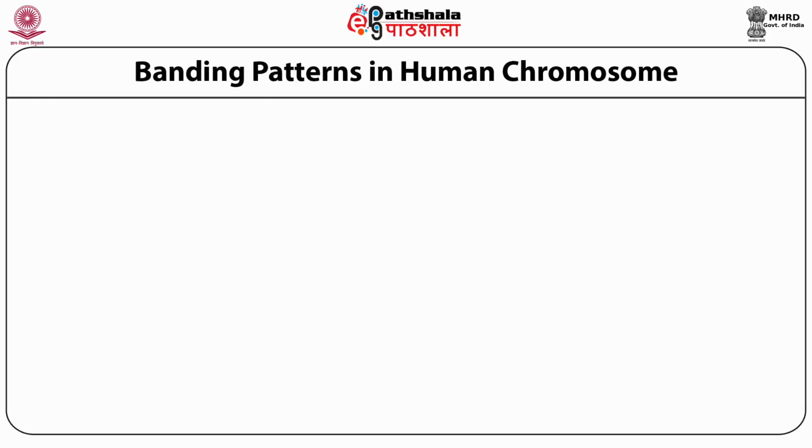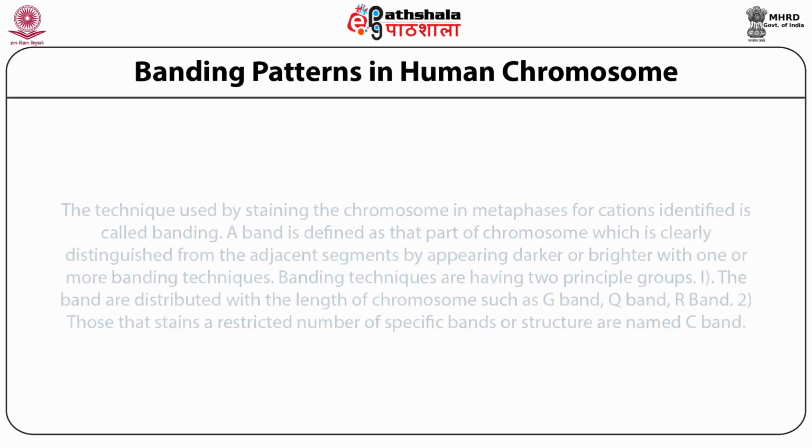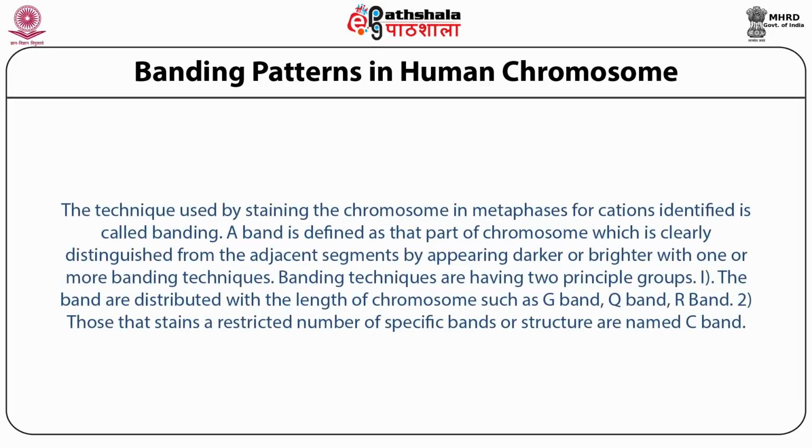Now, I will be talking about the banding patterns in human chromosomes. The technique of staining the chromosomes in metaphase so that chromosomes are identified is called banding. A band is defined as the part of a chromosome which is clearly distinguished from the adjacent segments by appearing darker or brighter with one or more banding techniques.